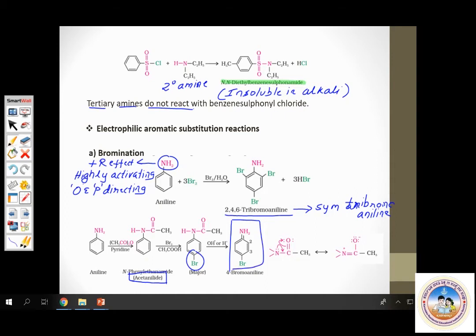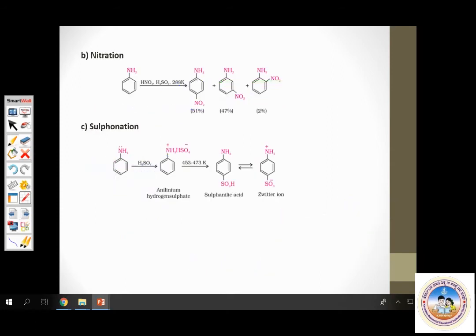Similarly, you can carry out nitration and observe one very interesting aspect related to nitration. You also get around 47% meta-nitro product. Now, why are you getting meta product? Meta-nitrobenzene is formed because aniline, NH2 in acidic conditions, forms anilinium ion.